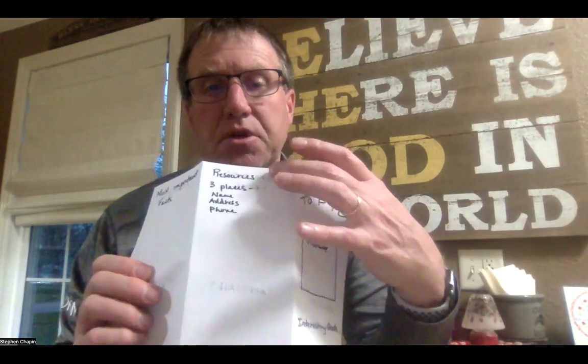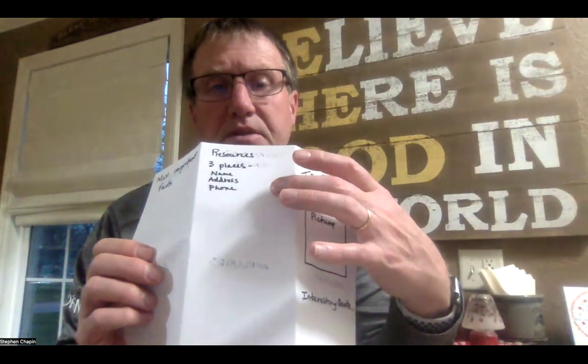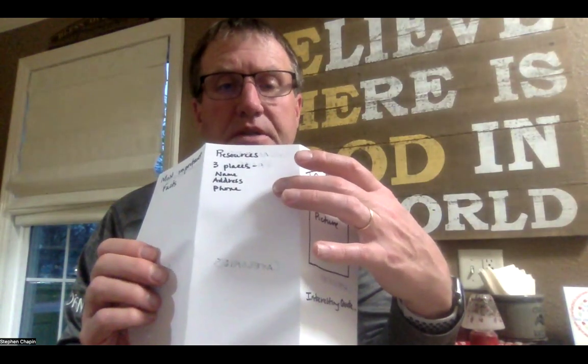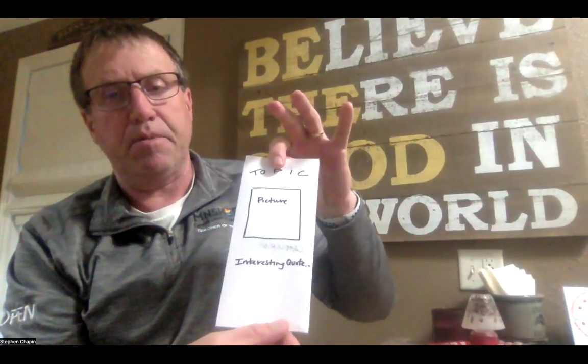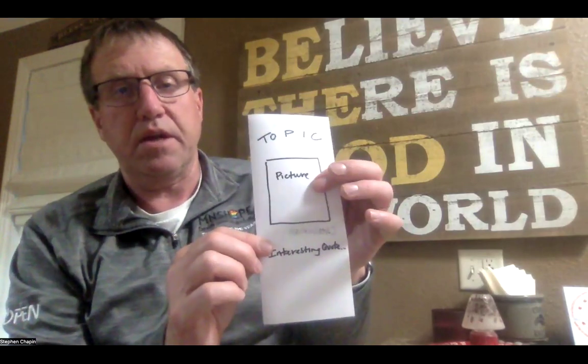Here's the back page, resources: 3 places you can get information, the name of the place, address, and phone. And then your name goes on the very bottom. This piece says most important facts. Now understand, when I fold this down and set it on the table, this is what everybody's looking at. When I open it up, these are the most important facts. If I flip it over, these are those resources. So that's what a brochure layout looks like.